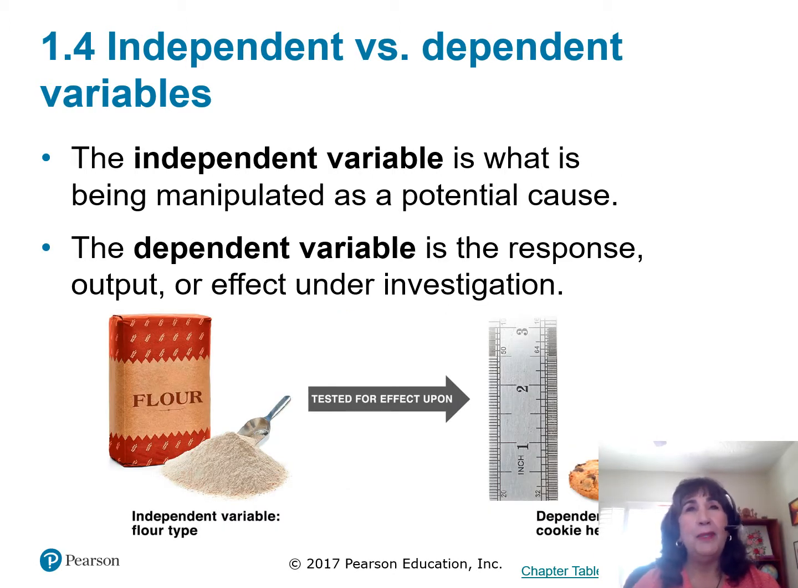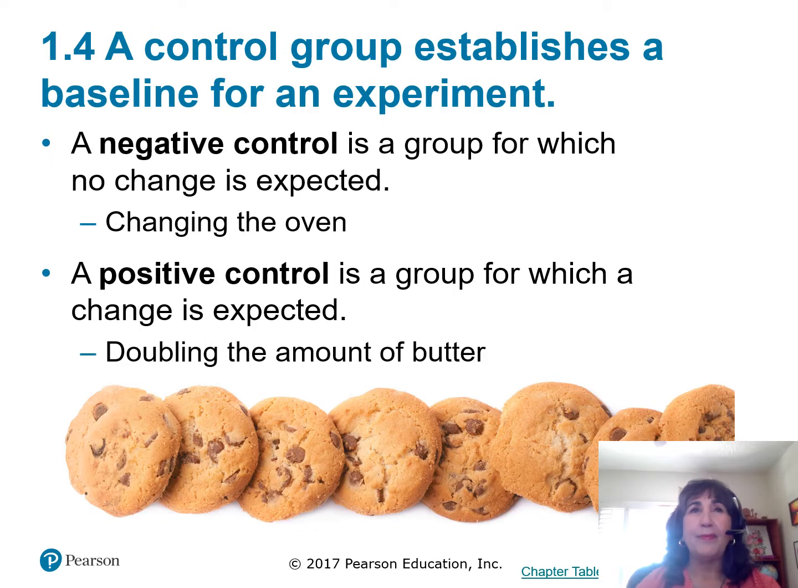So we have these terms, independent variable and dependent variable. What do they mean? The independent variable refers to the treatment of your experiment, and this can be manipulated and it can change. In fact, it is the only thing that changes in your experiment. On the other hand, we have a dependent variable, and the dependent variable is the response or the output. It's the effect. It's something that you measure. So the independent variable is your treatment, and the dependent variable is something that you measure.